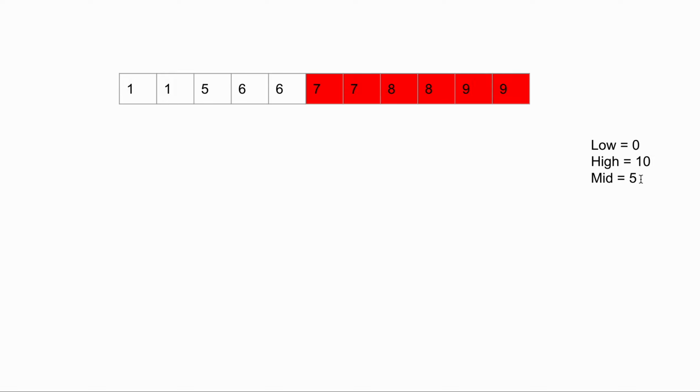So again, what will be the high value? The high value will be 4. Right? So what will be the new middle element now? 0 plus 4 by 2, that will be equal to 2. Since you have already arrived at 2, you will just check the prior element and the next element, and you have found the answer, because it is neither equal to the previous element nor equal to the next element.